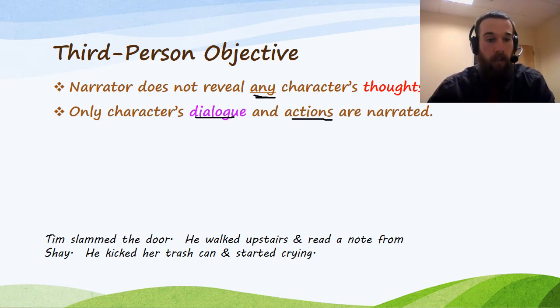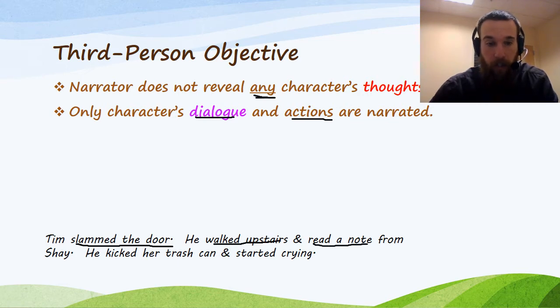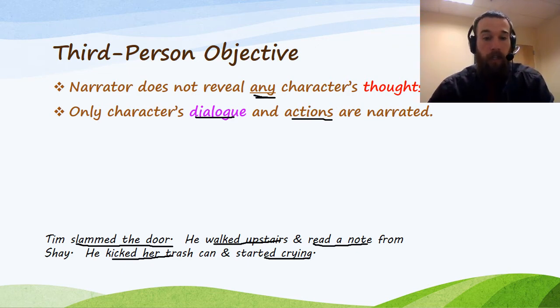So here again, let's watch them and see how we lose their thoughts and we just get their dialogue and their actions. "Tim slammed the door. He walked upstairs and read a note from Shay. He kicked her trash can and started crying." So I just have actions here. I have Tim slamming the door, I have Tim walking upstairs, I have Tim reading a note, I have Tim kicking a trash can, and I have Tim crying. So even though I'm not being told exactly what Tim's thinking or what he's feeling, I can put these pieces together because from the actions, I get a picture of what's going on here.